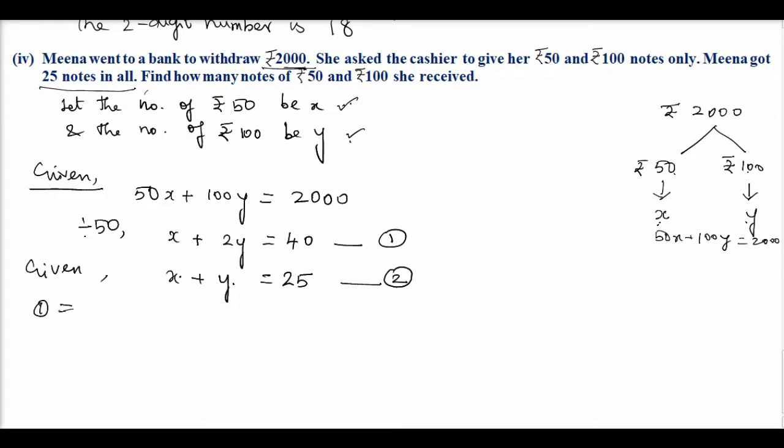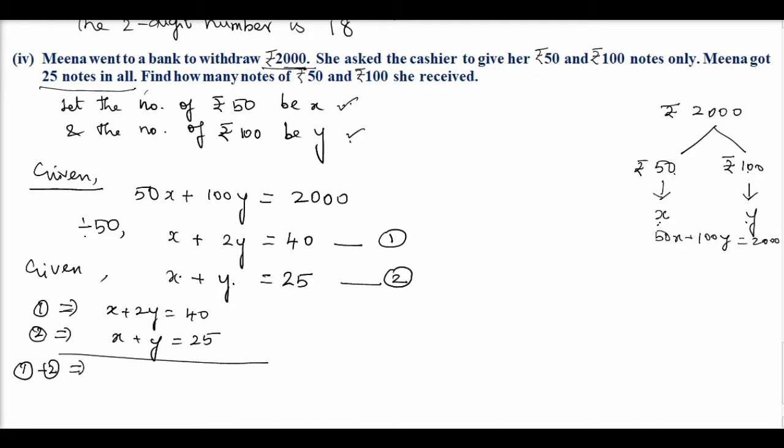The first equation, let me take it as it is, X plus 2Y equal 40. And the second equation also as it is, X plus Y equal 25, because here the coefficients of X are same and they are of same sign. So let me subtract them so that X gets cancelled. So I get Y equal 40 minus 25, that is 15.